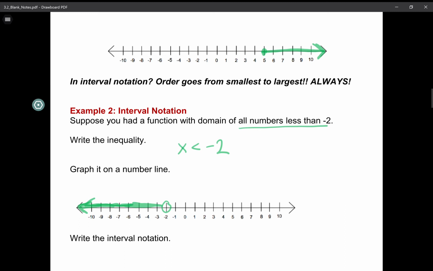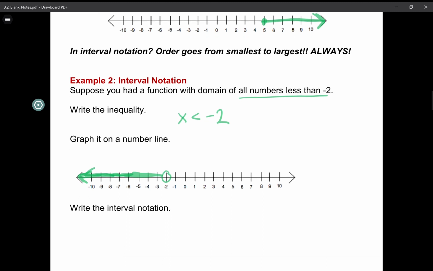All those guys. Now we're going to write the interval notation. The interval is the smallest number that is included, comma, the largest value that is included. If we look at x less than -2, the smallest number is way down here at -infinity.